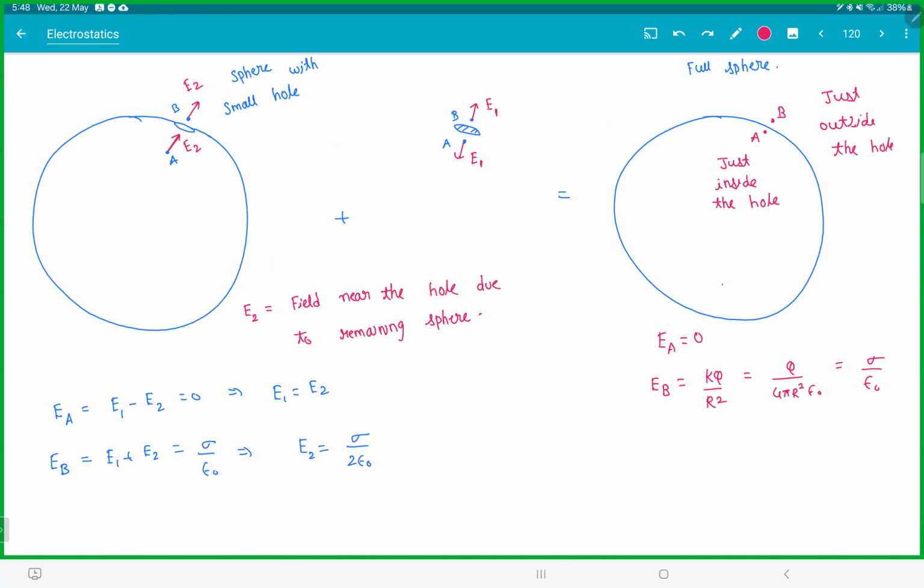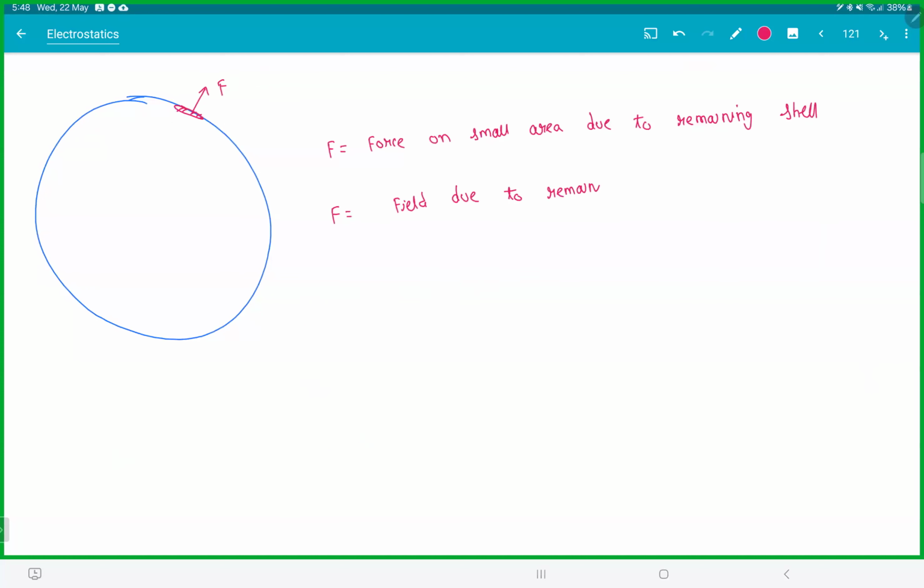I hope you're getting the point. Whenever you say force between two charges, you should not include your own field on yourself. So it's the force: field due to the remaining shell into the charge on that small area. So field due to the remaining shell is E2.